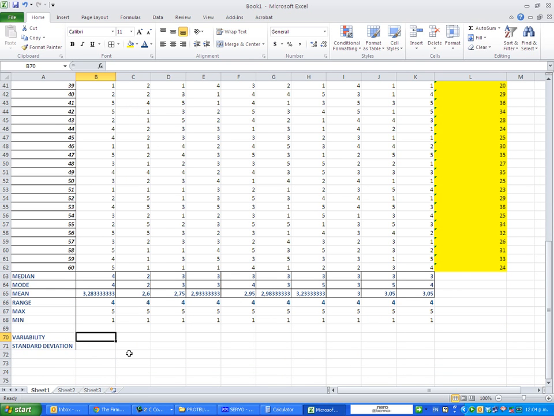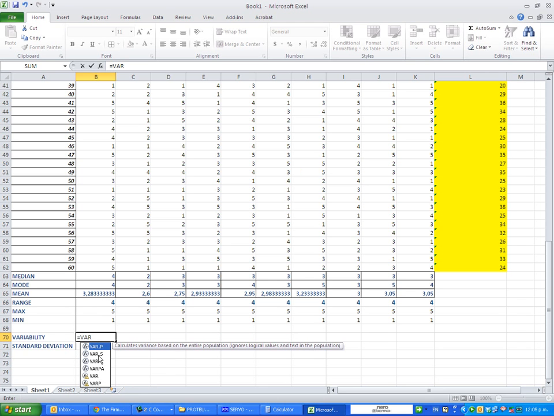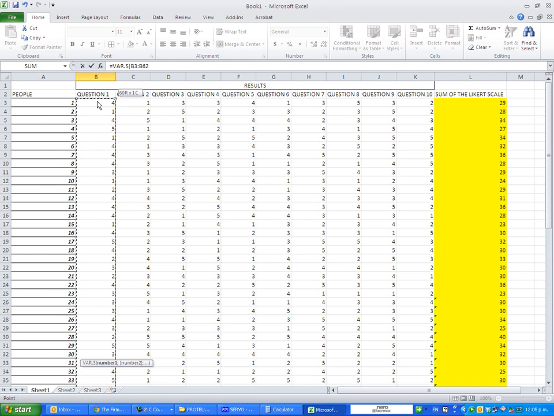If I find that the variability is very low, then people are always tending for one score, or it's very close to the score. Okay, so let's find the variability for our scores. Now, we're going to write equal sign. We're going to choose VAR.S because this one estimates variance based on a sample and ignores logical values. So we're just going to select all of our numbers.